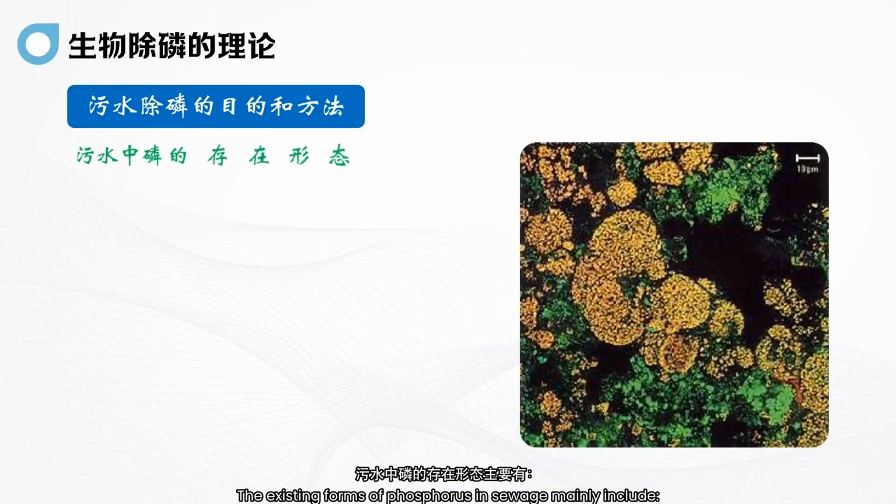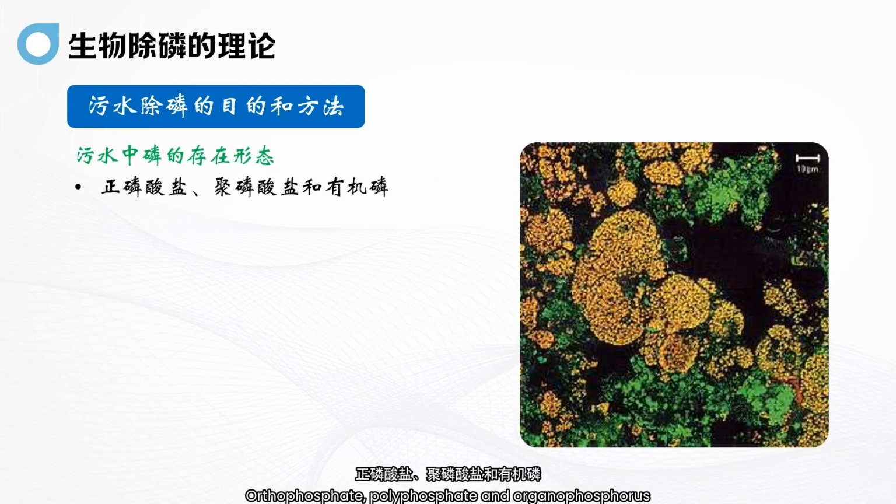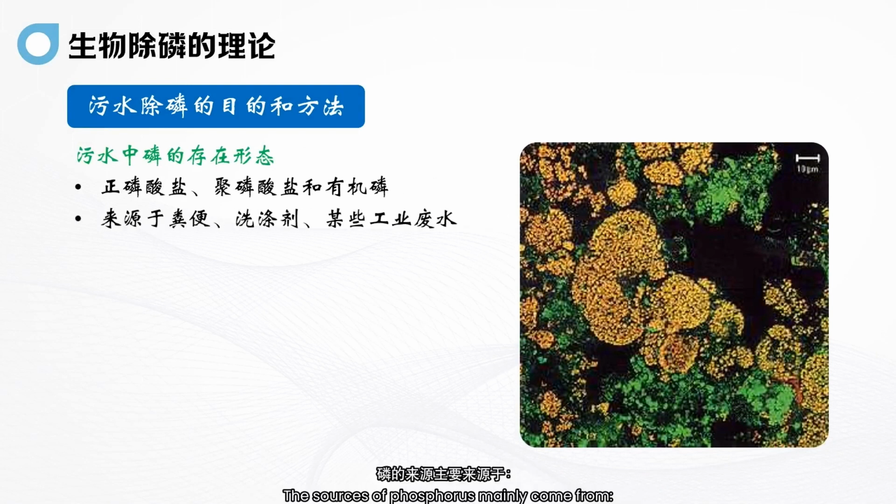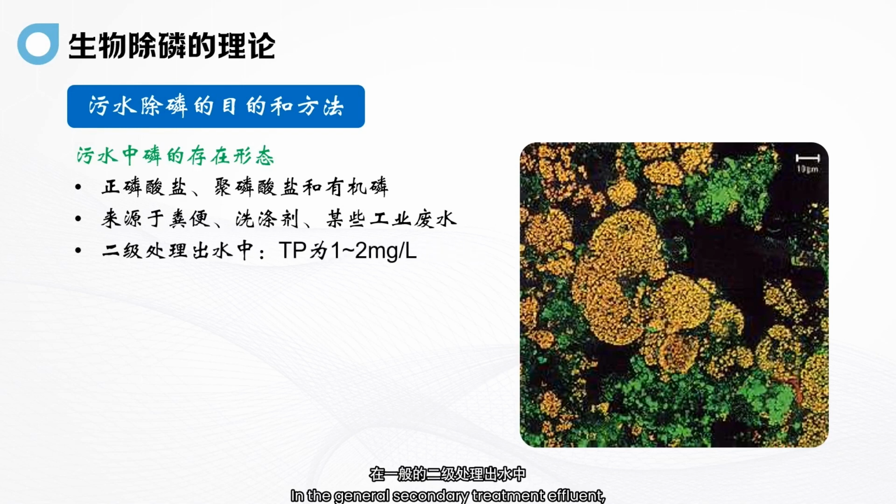The existing forms of phosphorus in sewage mainly include orthophosphate, polyphosphate and organophosphorus. The sources of phosphorus mainly come from feces, detergents and some industrial wastewater. In the general secondary treatment effluent, total phosphorus is normally 1 to 2 mg per liter.